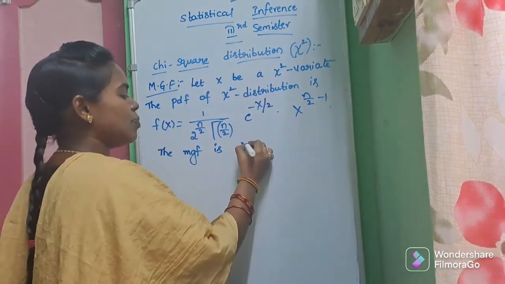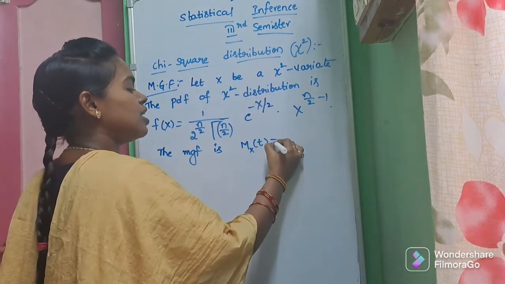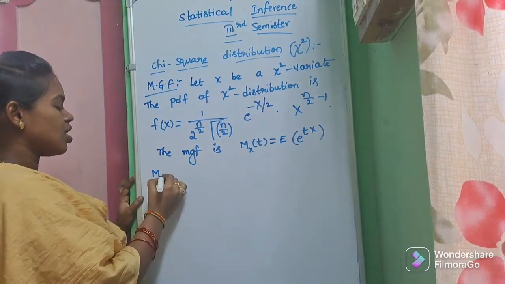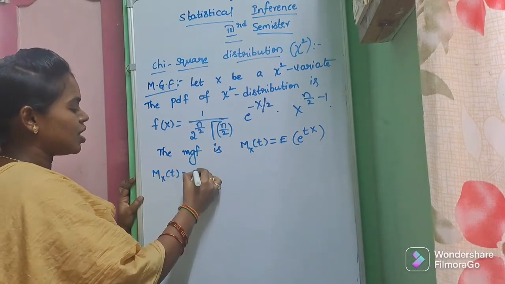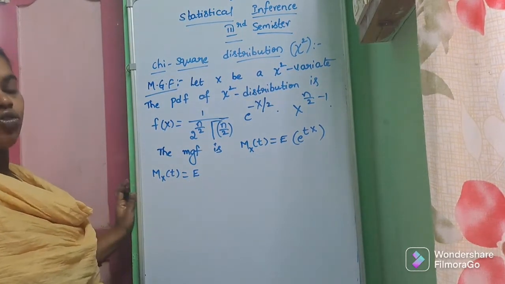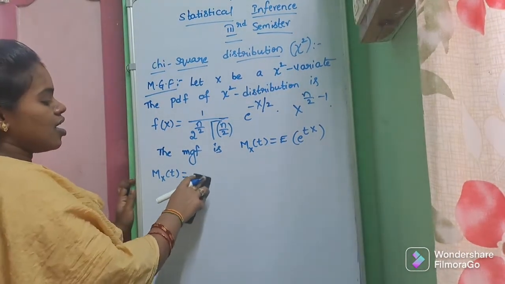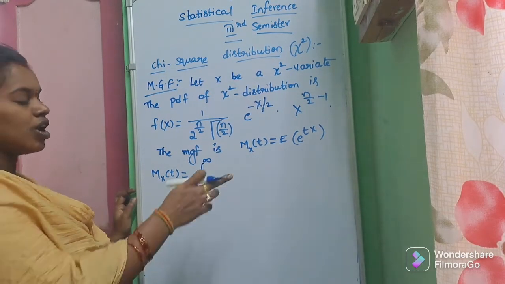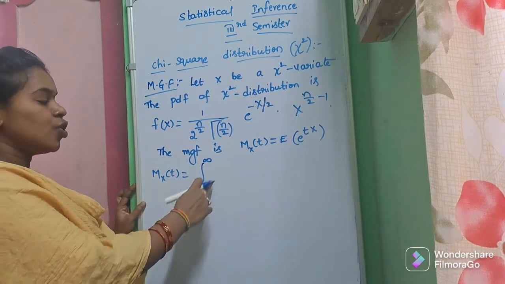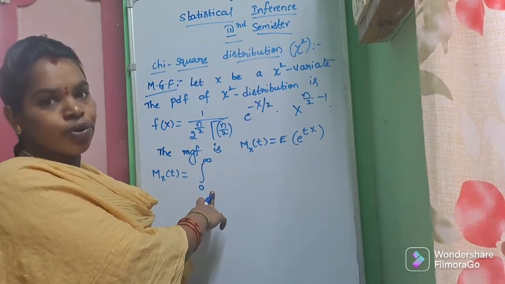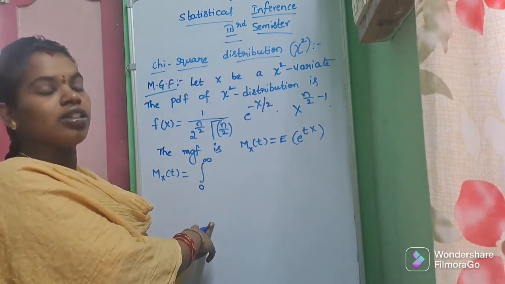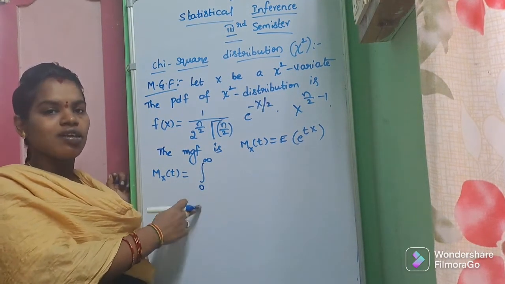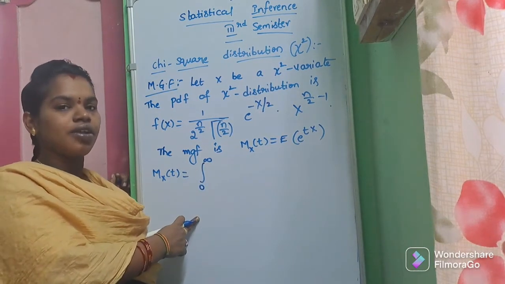The moment generating function can be represented as Mx of t, that is equal to the expectation of e power tx. Because this is a continuous distribution, we can represent it as an integral from 0 to infinity. I am taking only 0 to infinity because of the chi-square distribution property. In the first property we already said that the chi-square distribution limits are 0 and infinity, so this is a continuous distribution.